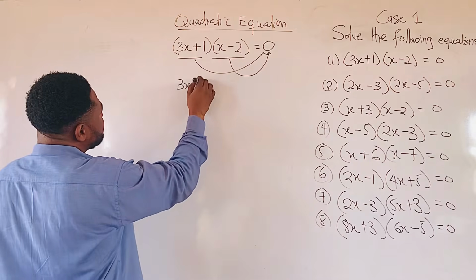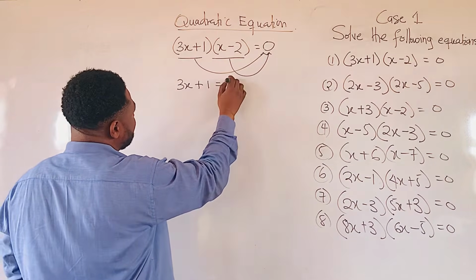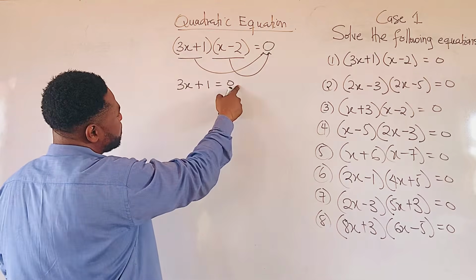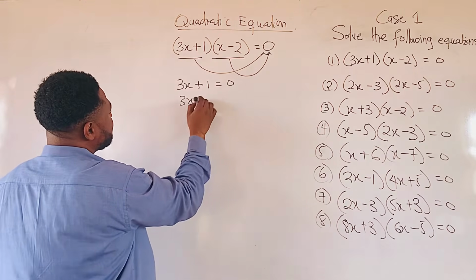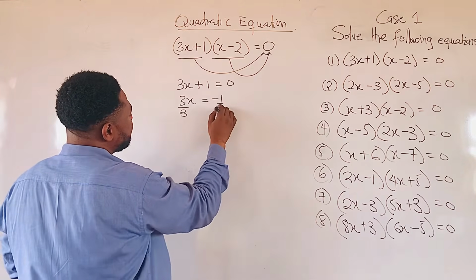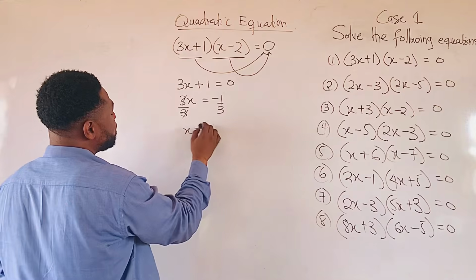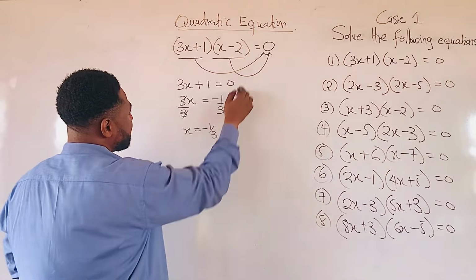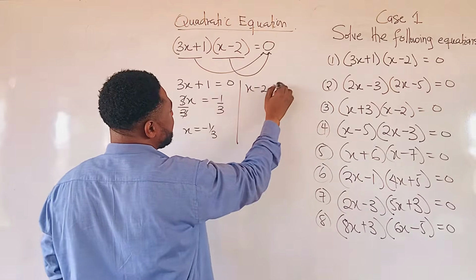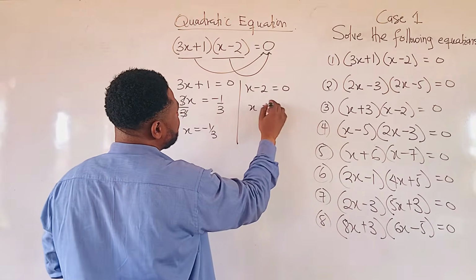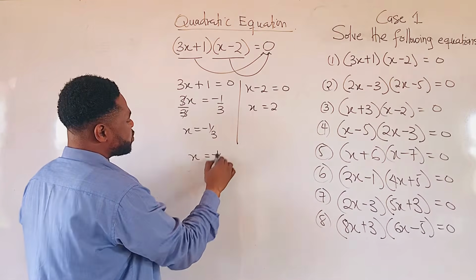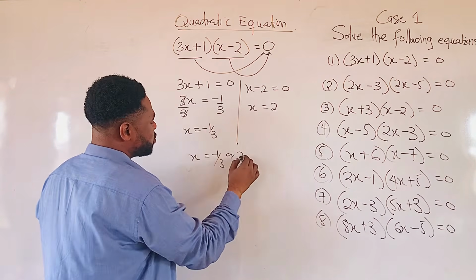So we have 3x plus 1 equal to 0. Now what can we do? We let the positive 1 cross the equal to sign, and we are going to have 3x equal to minus 1. Now we divide both sides by 3, and x is going to be negative 1 over 3. What do we do again? We pick our x minus 2 and equate it to 0, and x will be equal to 2. Therefore, we can say that x equal to minus 1 over 3 or 2.